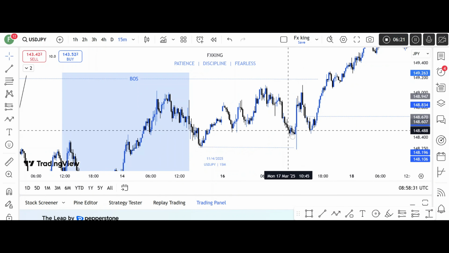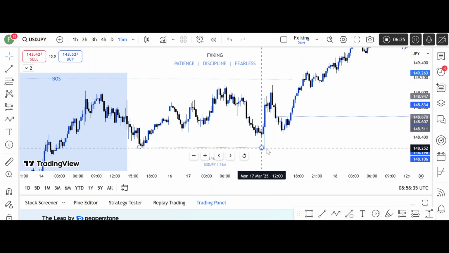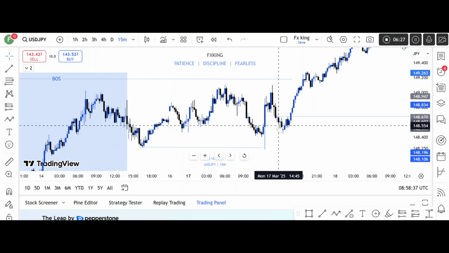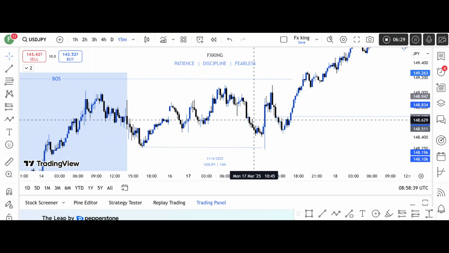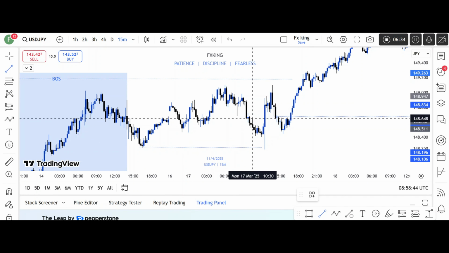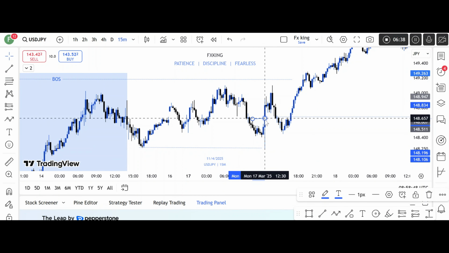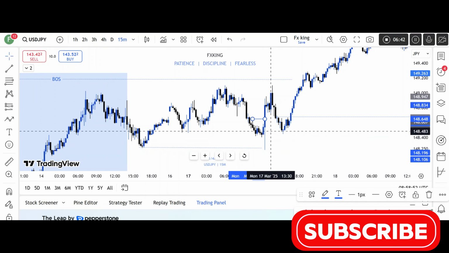There's a scenario here, right? If you are keen, we had this low here, and this low got swept. So where is our change of character? This is our change of character at this zone. That's our change of character. And what do we wait for, right? You just need to wait for price to push back down.